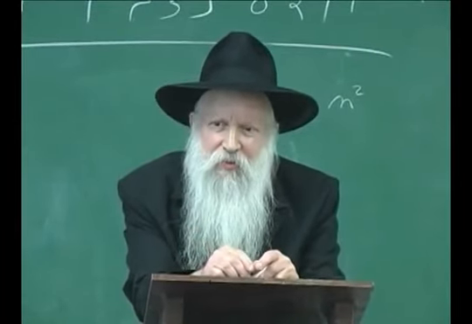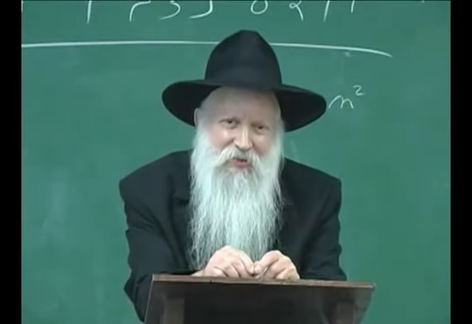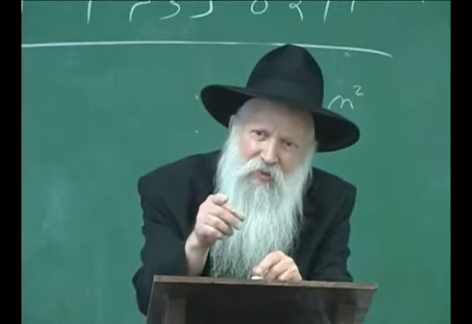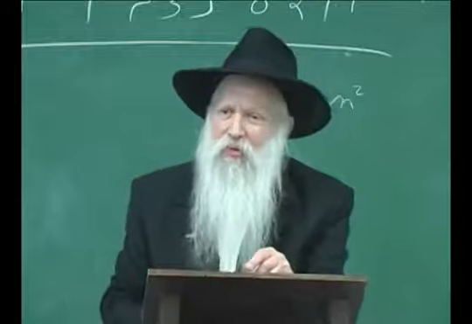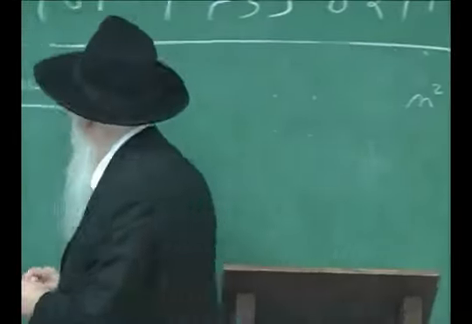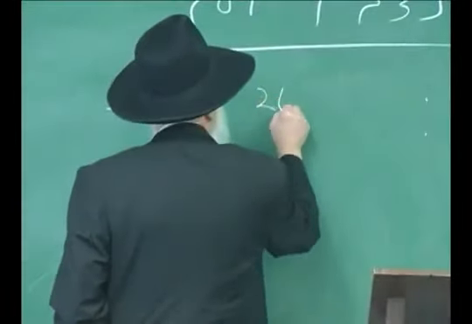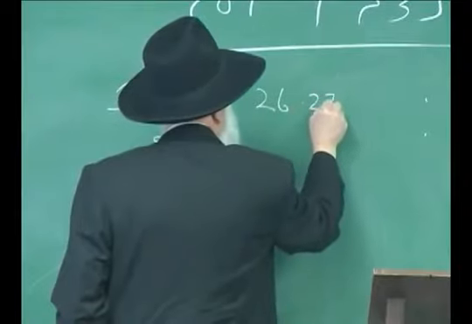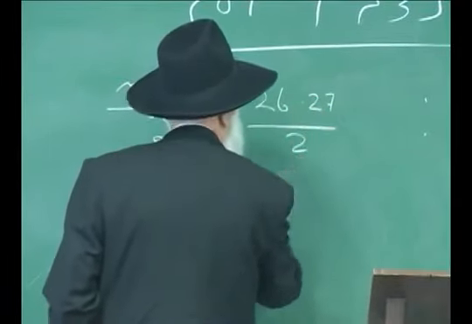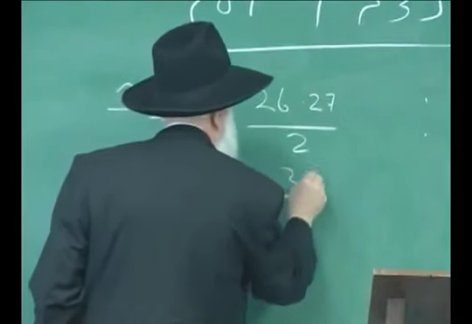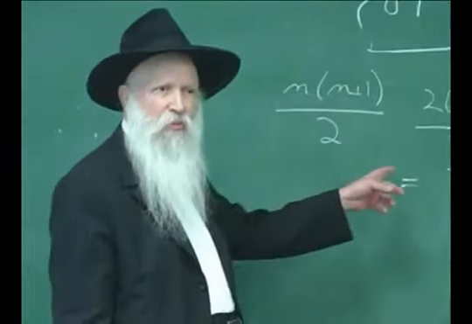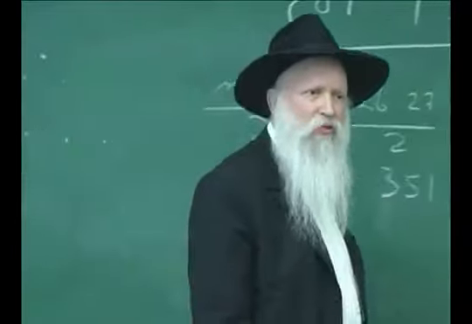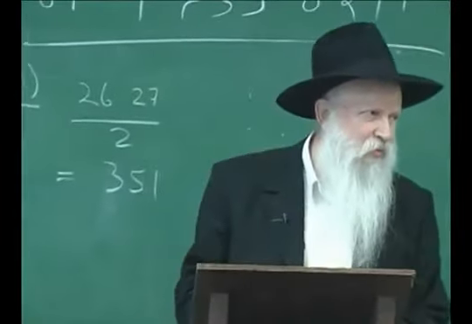Yes, 1,444. No, 351, that's the correct answer. 26 times 27 over 2 equals 351. So this number, 351, is the triangle of 26.